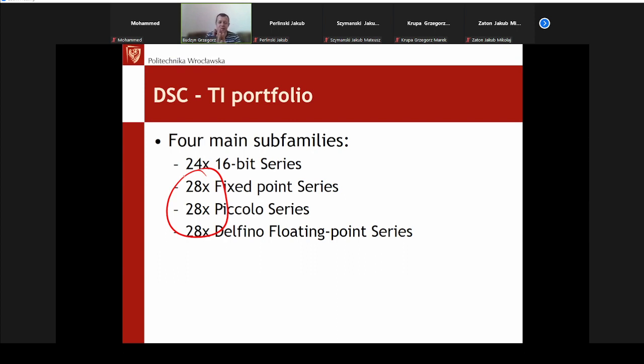Three major families now: fixed point series, Piccolo series, and Delfino series, and there is the Concerto, so even fourth. But the Concerto is a bit tricky because in the Concerto line we've got the Cortex microcontroller, so a heterogeneous processor structure with Cortex M4 and the 28XX core.